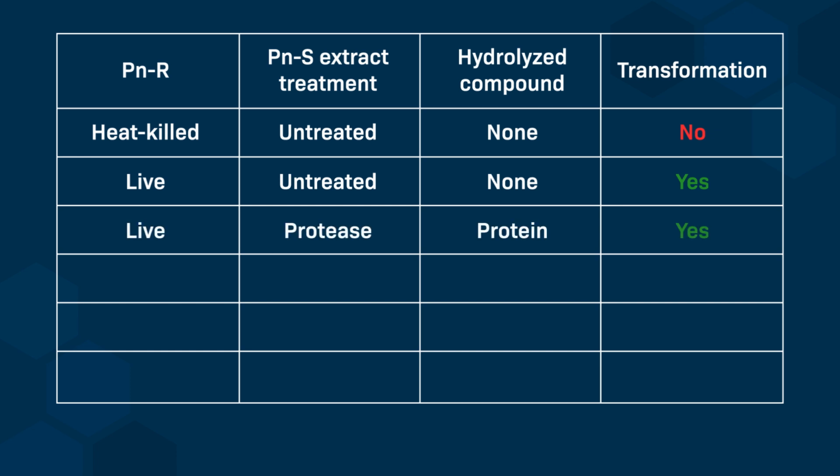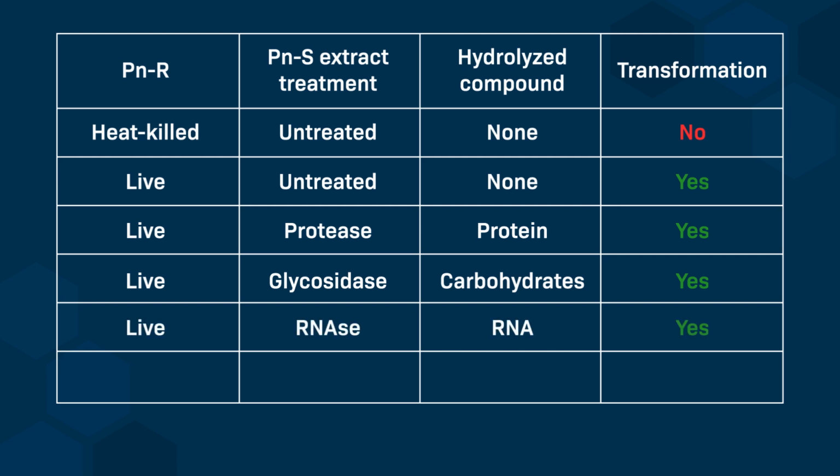If the extract was treated with the enzyme protease to eliminate proteins, transformation still took place. If the extract was treated with the glycosidase enzyme to eliminate carbohydrates, there was still transformation. This means that neither carbohydrates or proteins are involved in the process of transformation. If treated with the RNase enzyme to eliminate all RNA, transformation still took place.